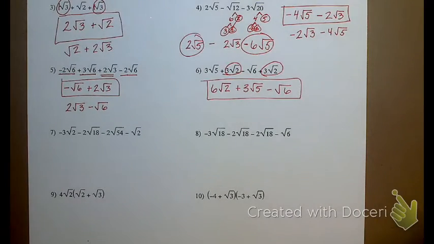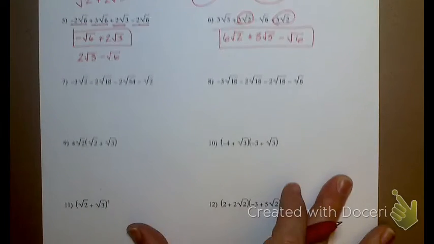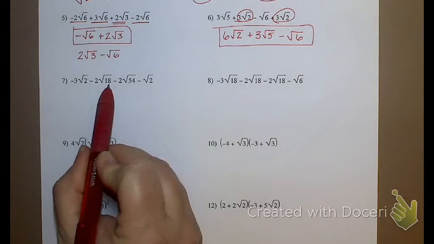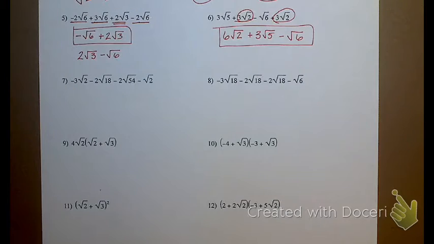Yes? Okay. What about 17 and 18? I'm sorry, 7 and 8. Sorry, I was looking here and thinking and talking at the same time. That doesn't work very well sometimes. What about 7 and 8? Why don't you try those?